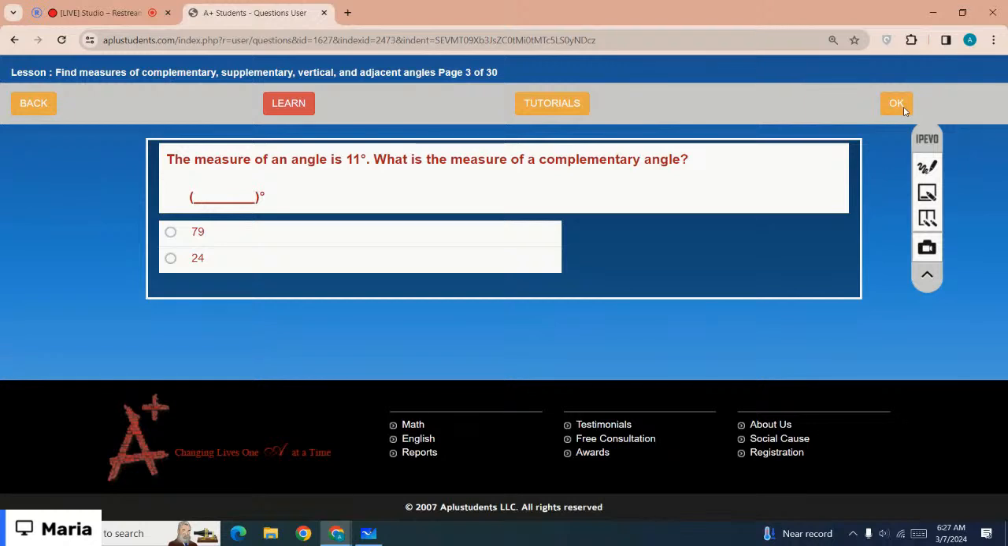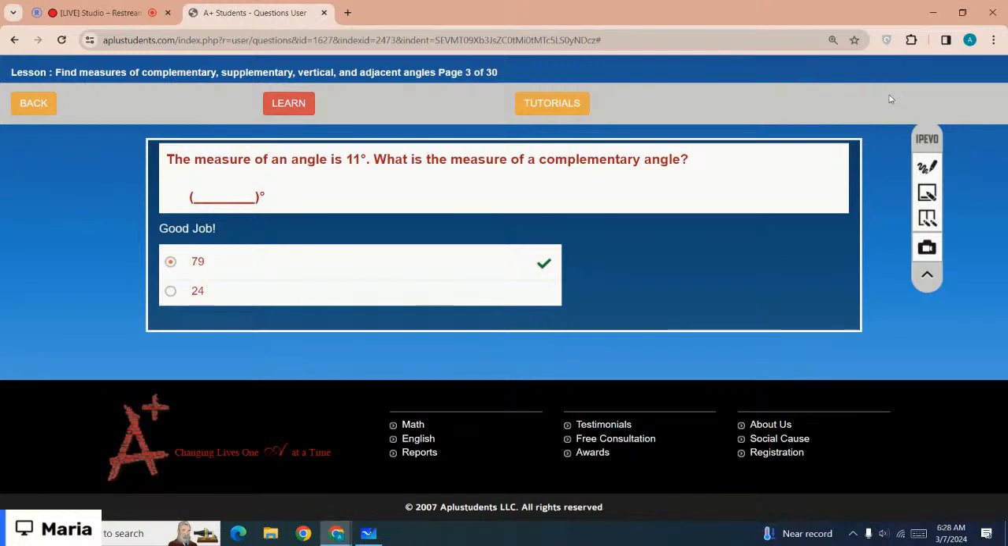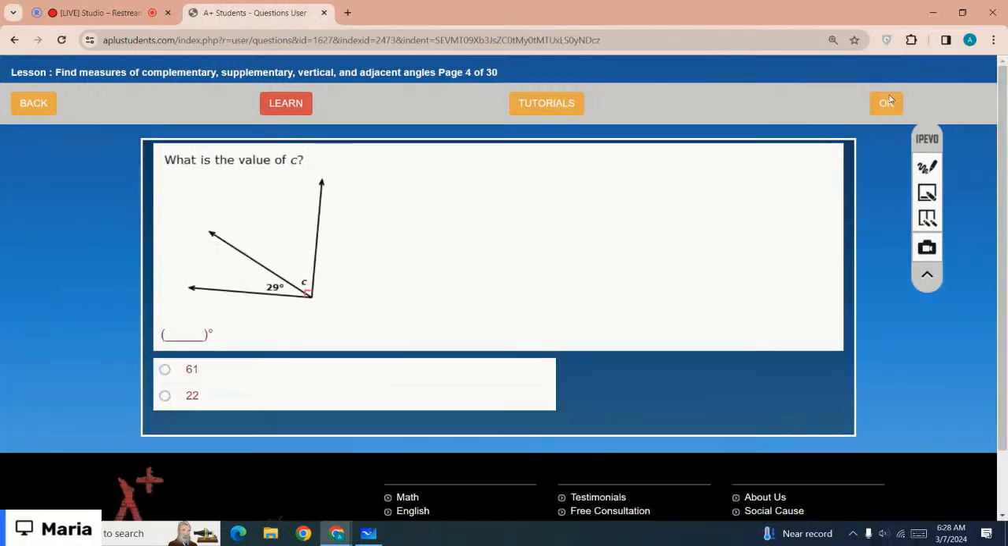The measure of an angle is 11 degrees. What is the measure of the complementary angle? So which is the correct option? Yes, the correct option is 79 degrees. Option number 1 is the correct option.